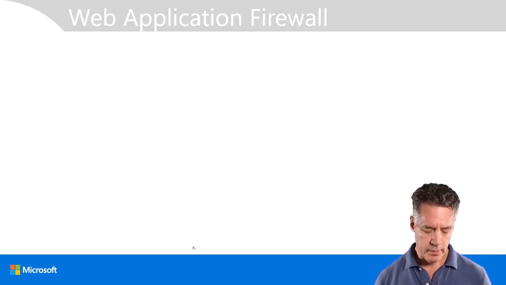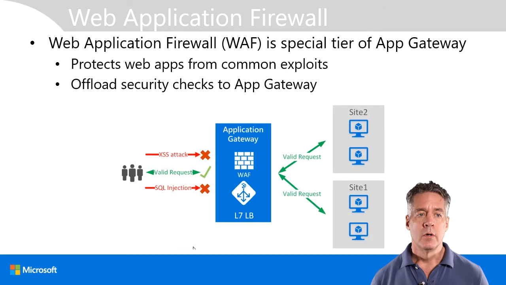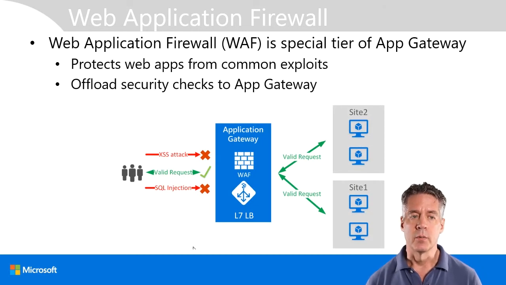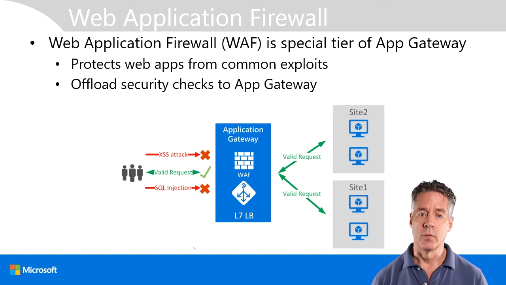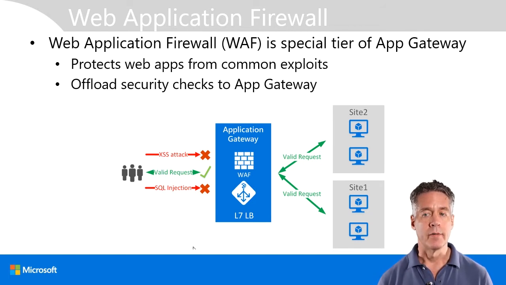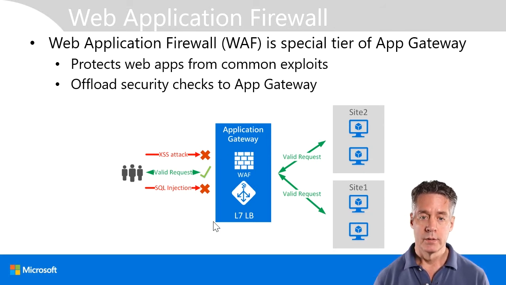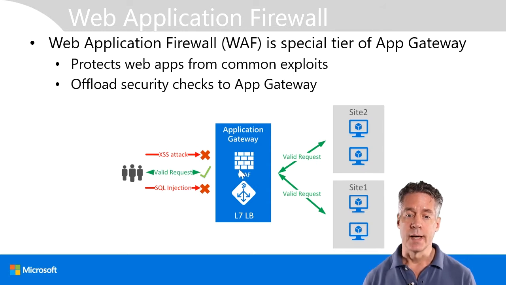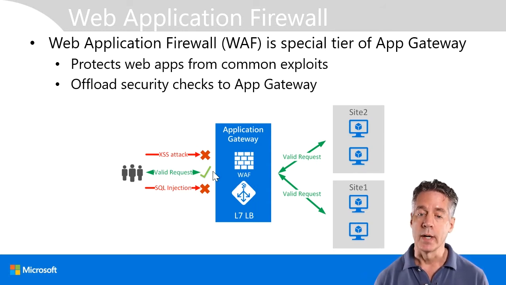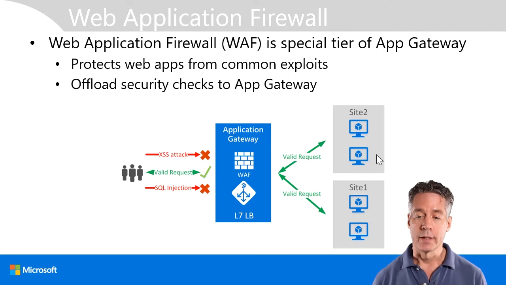The last feature I want to mention, you can choose this when you set up your Application Gateway. It's what's called Web Application Firewall, or WAF, W-A-F. This is a different tier of App Gateway, and it provides some additional services at the App Gateway which protect web apps from common exploits. So cross-site scripting attacks or SQL injection attacks can be detected at the App Gateway rather than passing those back to servers in the backend pool.